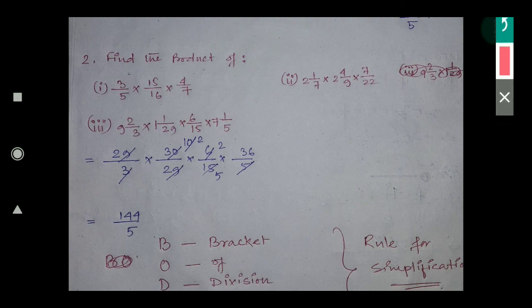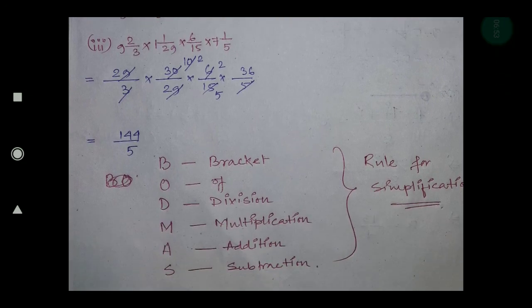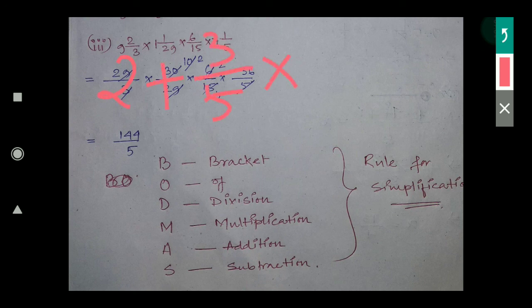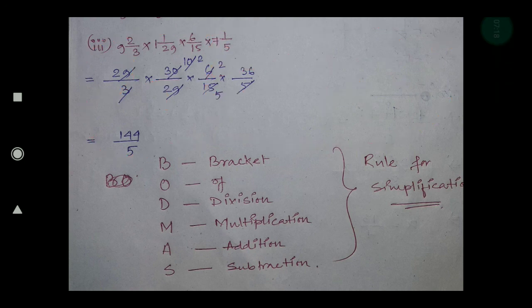Okay, so here one important thing we are going to discuss while doing simplification. Simplification means in one question, suppose it is given 2 plus 3 by 5 into 5 by 19 divided by 1, like this. That means addition, multiplication, division all together are given. So at that time which one do you have to do first? For this some rules are there. That rule is called the Bodmas rule. So what is the Bodmas rule?